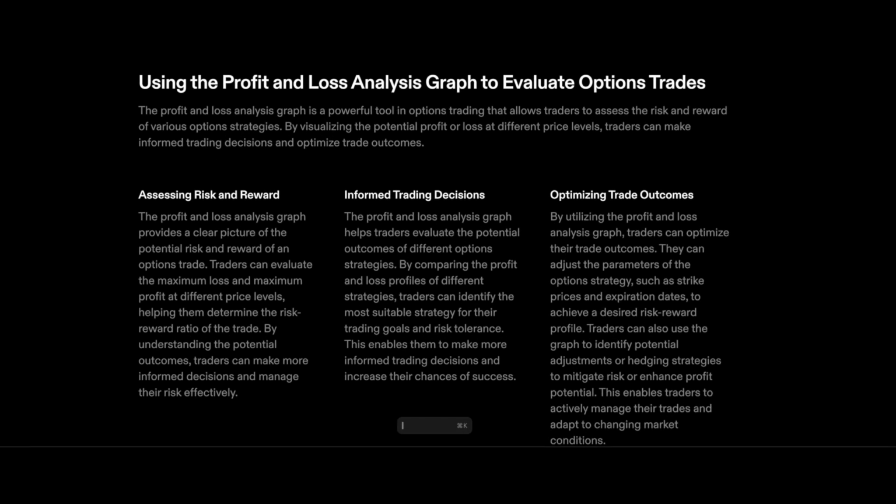Throughout this part of the course, we'll use real-world examples and practical scenarios to illustrate the concepts discussed. We'll walk through the construction of profit and loss graphs for different options strategies, examine how changes in underlying stock price and other factors impact the graph, and discuss strategies for optimizing risk-adjusted returns.